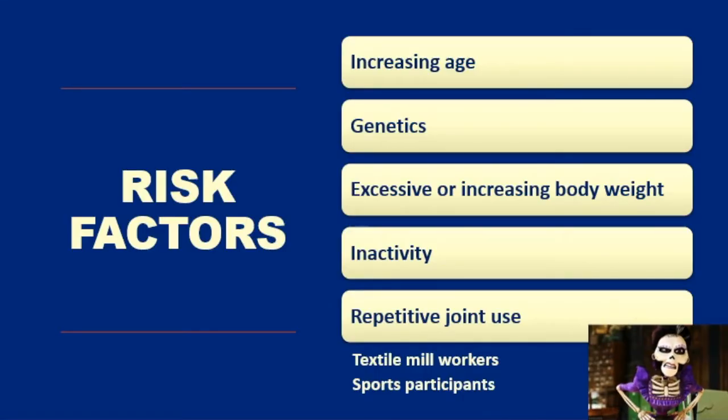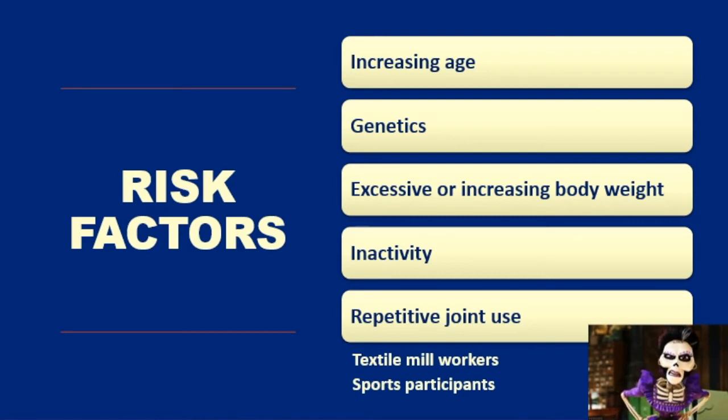Okay, so what are the risk factors? The higher the age, the higher the chances, because of course we're talking about degenerative, age-related. Genetics is there. Excessive or increased body weight could also increase the risk. Inactivity, meaning unable to use your joints, and then repetitive use of joints on the other hand. Okay, so class, when I say inactivity, usually these are joints which are less developed or joints which are becoming torn because they are not used.